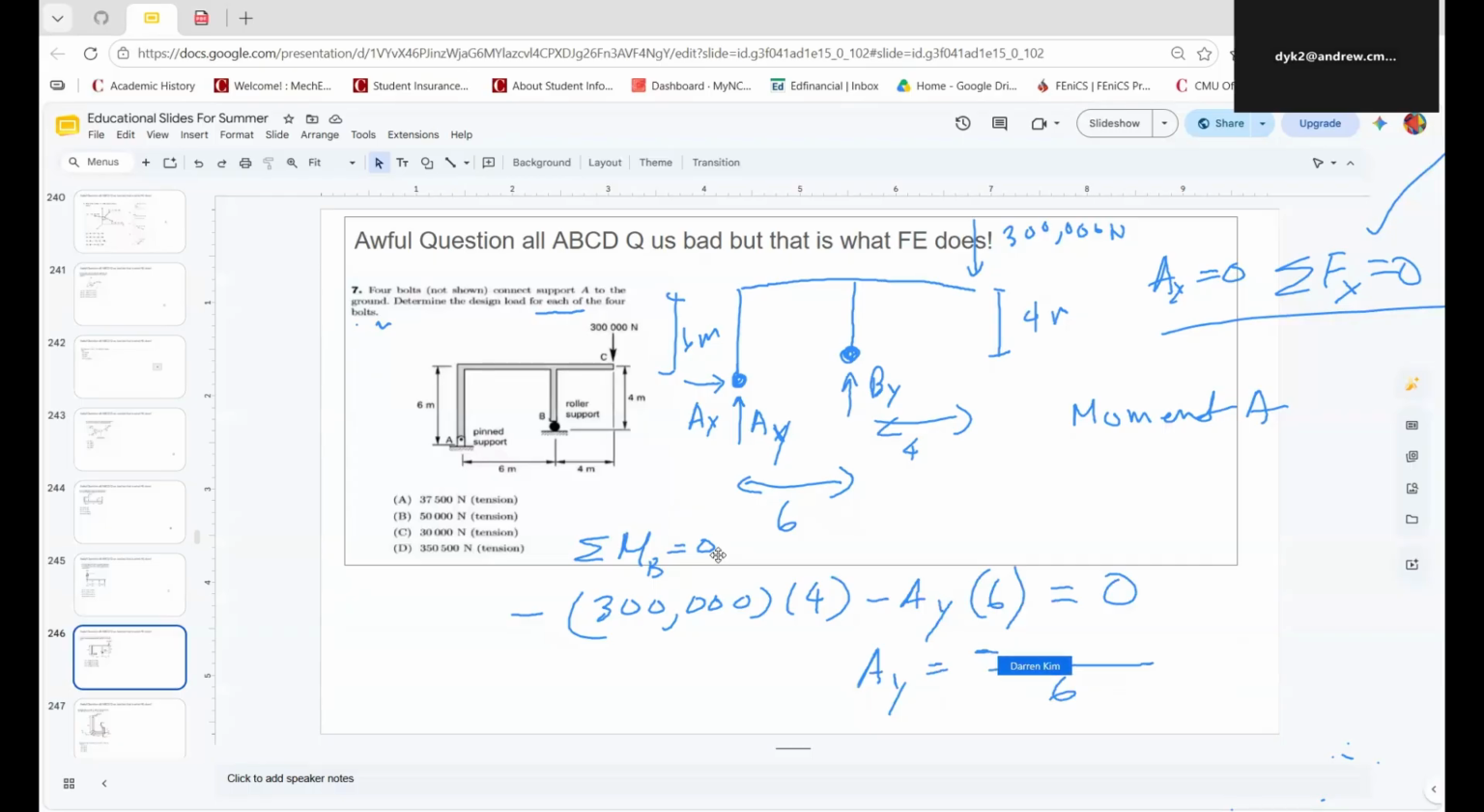If it's negative, it means it's this way, which means if we cut it, it is in tension, because we're looking at internal forces for tension. So negative 30,000 times 4, divided by 6. I get 20,000. Um, that doesn't sound right. Did I make a mistake? I get 20,000, and yeah, I think I did it right. It's 20,000 and it's in tension. Oh, for each, divide by 4. So it is B.